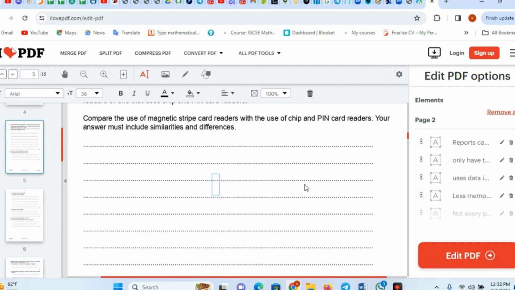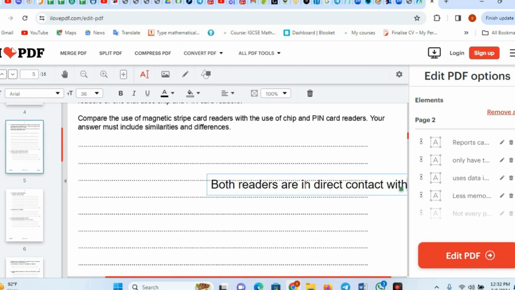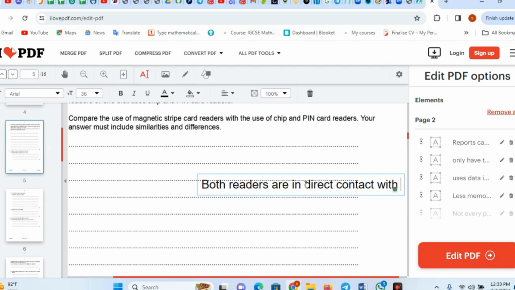And those will be their differences. One, both readers, that is the magnetic stripe card reader and the chip and pin card reader, are in direct contact with the card. So that is one of the similarities. They both have direct contact with the card. That's one.